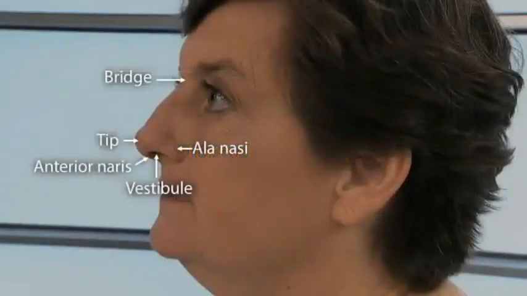Let's review the anatomy of the nose. Approximately the upper third of the nose is supported by bone, the lower two-thirds by cartilage. Note the bridge of the nose, the tip, and the ala nasi.